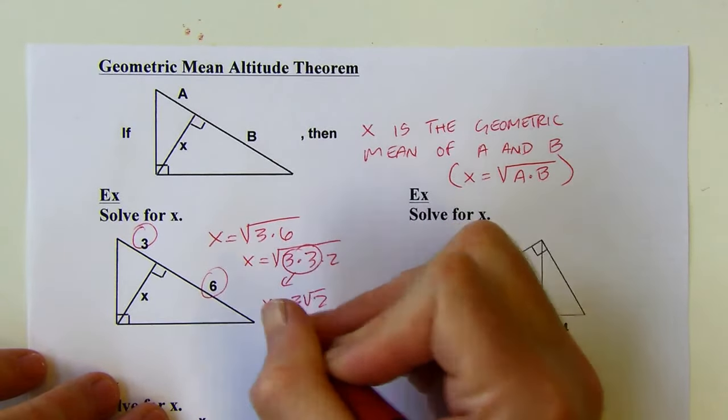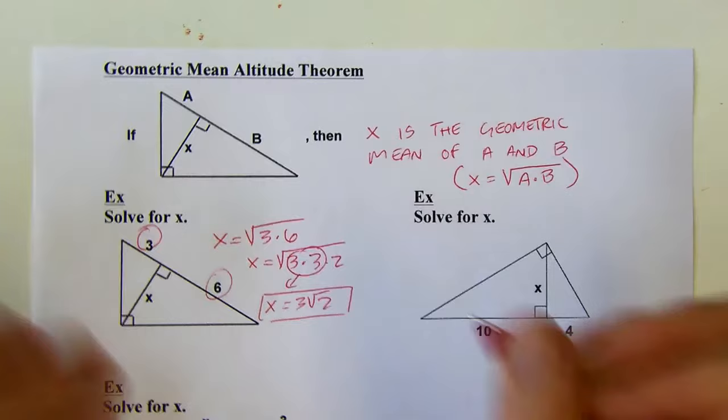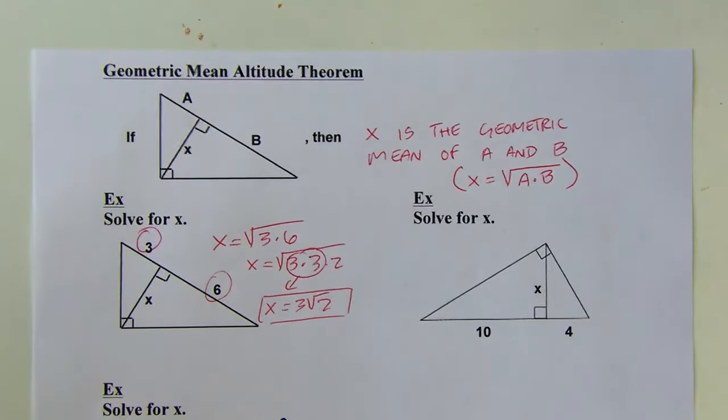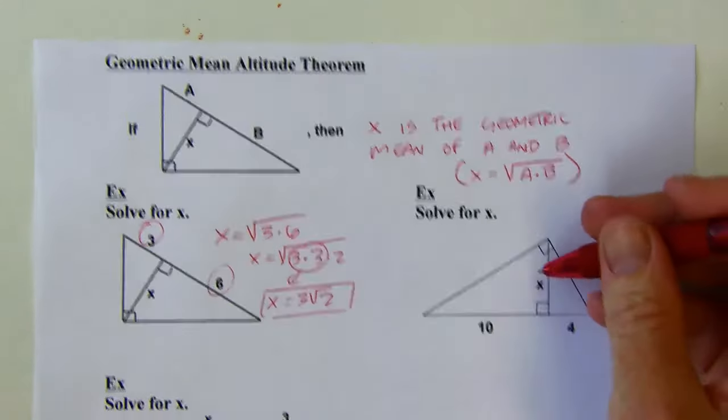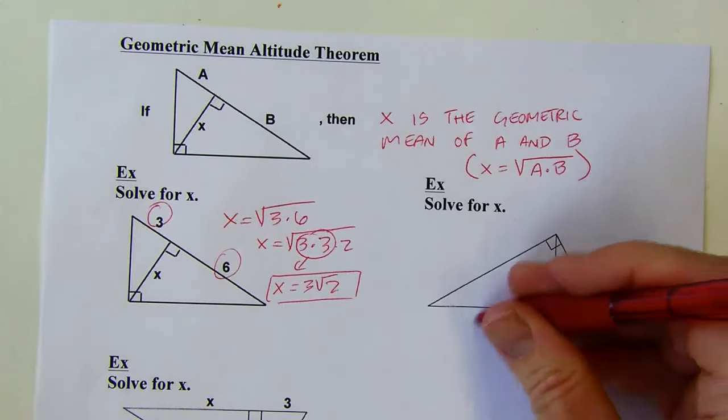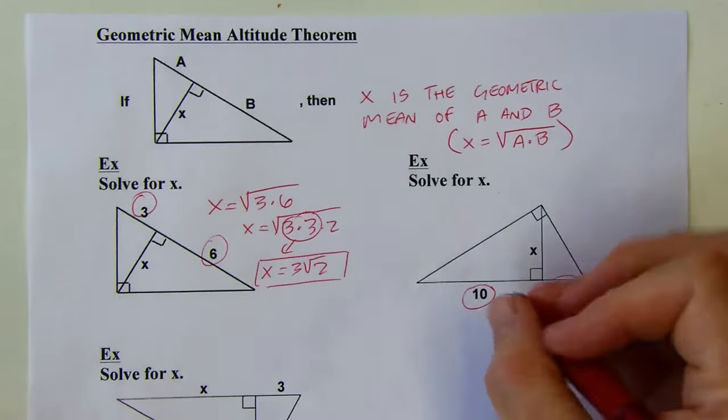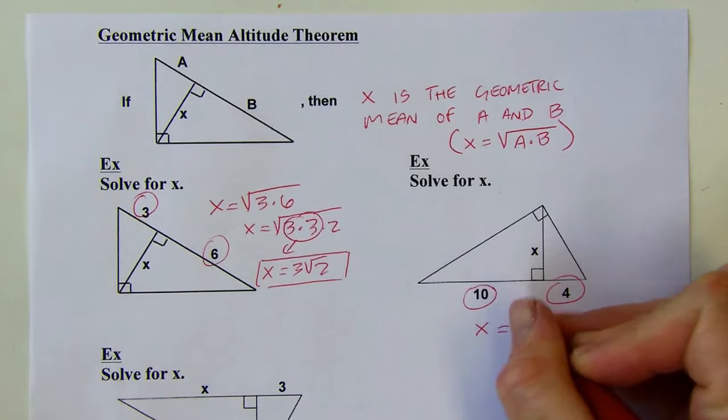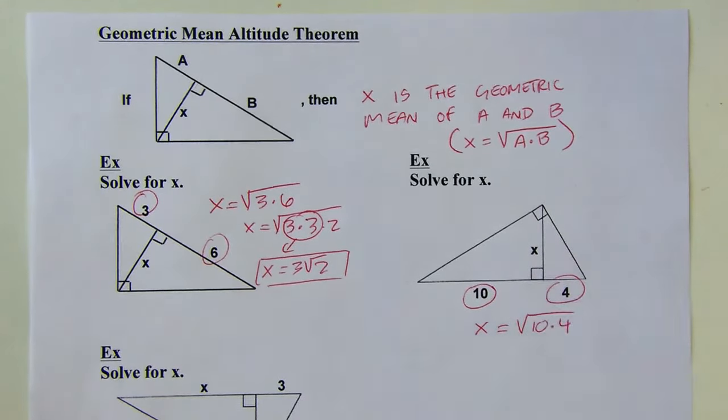3 root 2. Some problems might ask you to round to the nearest tenth or something. Then I just put root 18 into a calculator. Okay, and same kind of deal here. X is going to be the geometric mean between these two things. So x is the geometric mean between 10 and 4. I'll set it up like that.